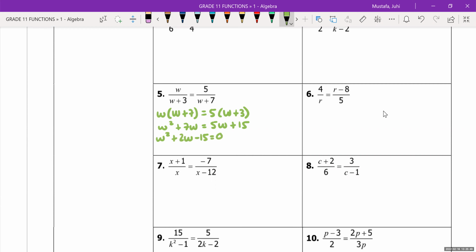And how do I solve for w when it's a trinomial? I'm going to factor it, and then each one of those brackets gives me my value for w. So we're going to go ahead and factor this simple trinomial.